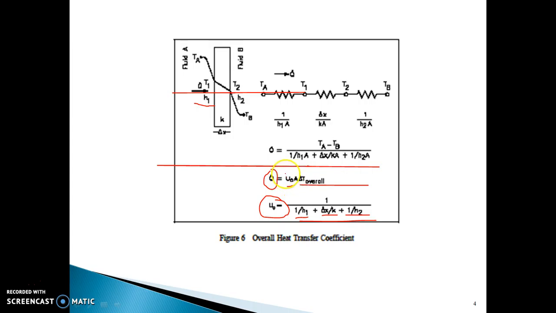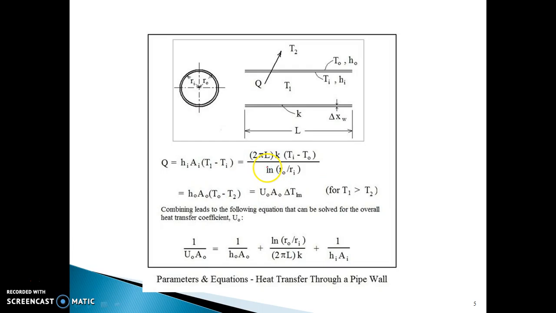If you know the overall heat transfer coefficient, that is the conductivity and heat transfer coefficients from both sides of the wall, the area of that wall, and the temperature gradient, then we can easily calculate the amount of heat transferring across the wall. And vice versa, if we know this Q, the overall heat transfer coefficient and del T, then we can easily calculate the area.